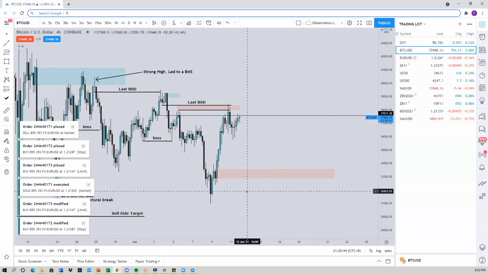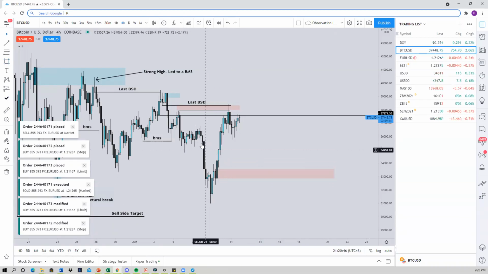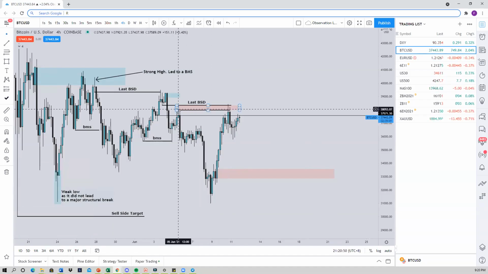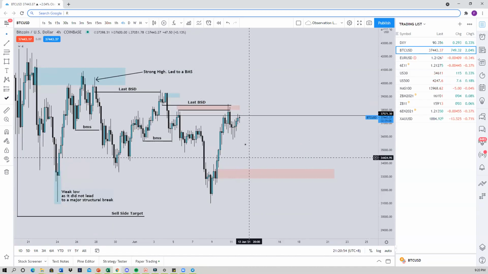Okay, you see a reaction from here. Why? Because we broke market structure here. We broke market structure here, kind of. Yeah, we did break it. We wicked through it, and it's coming back down. Now, why is it coming down?